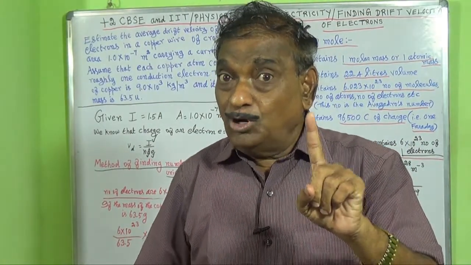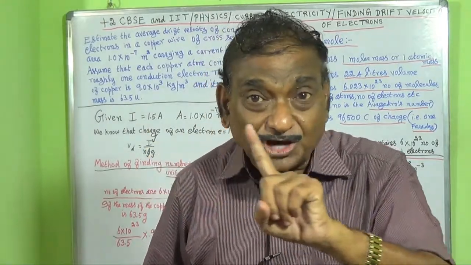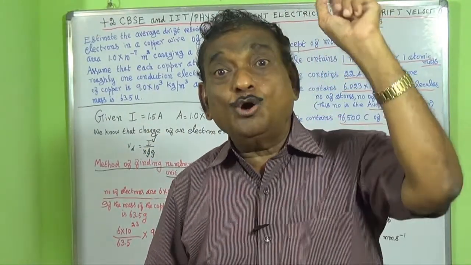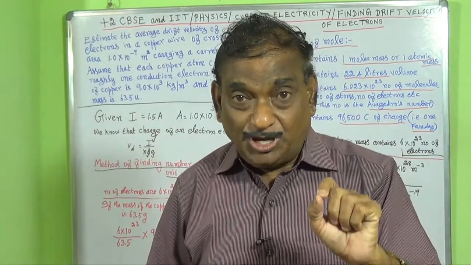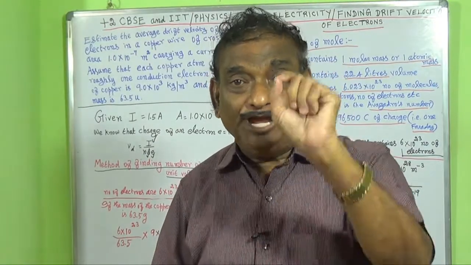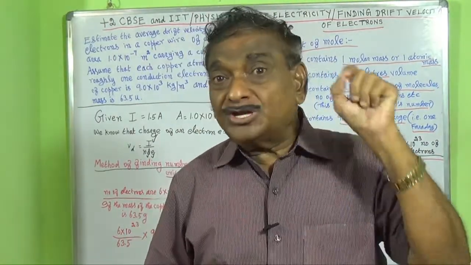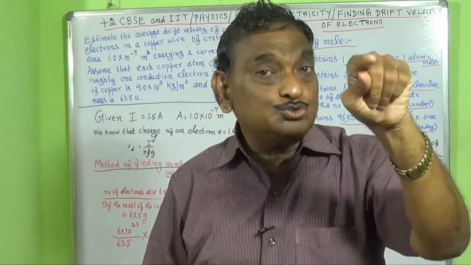Here, 1 electron means not 1 single electron, but 1 mole of electrons. That is 6.023 into 10 to the power of 23 number of electrons. How are we saying, in the case of the copper atom, the valence electron is 1?